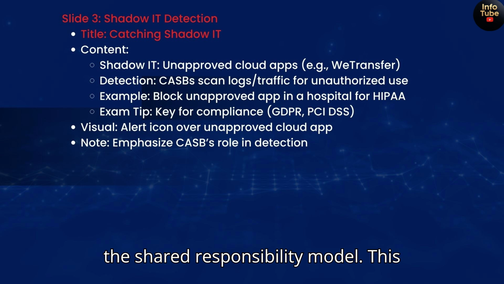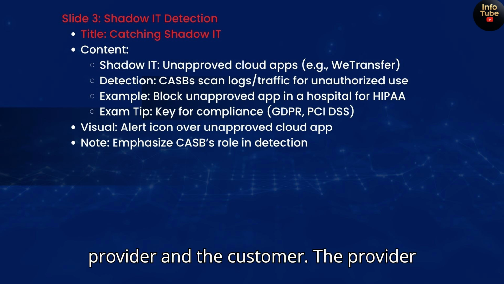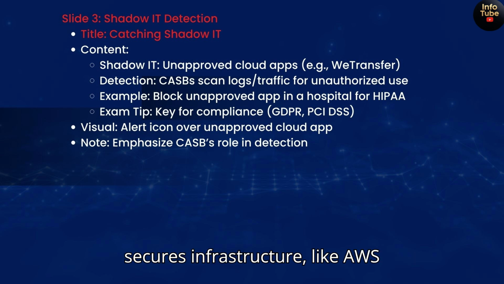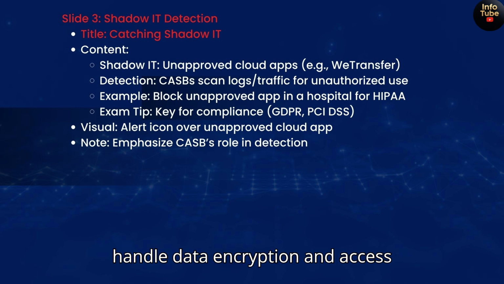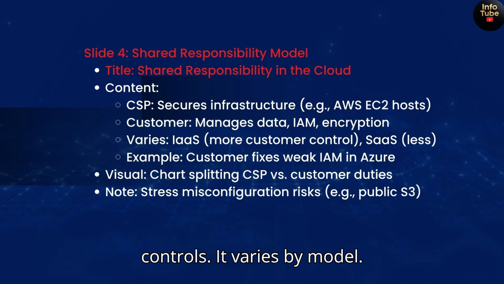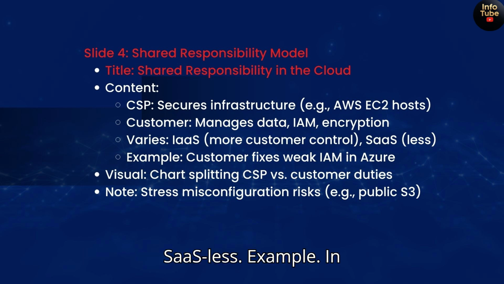Now, the shared responsibility model. This splits security duties between the cloud provider and the customer. The provider secures infrastructure, like AWS protecting EC2 servers, while customers handle data encryption and access controls. It varies by model. IaaS means more customer responsibility, SaaS less.